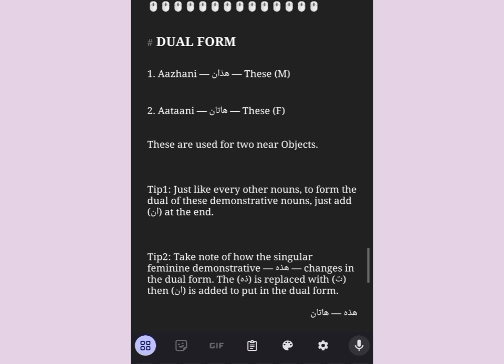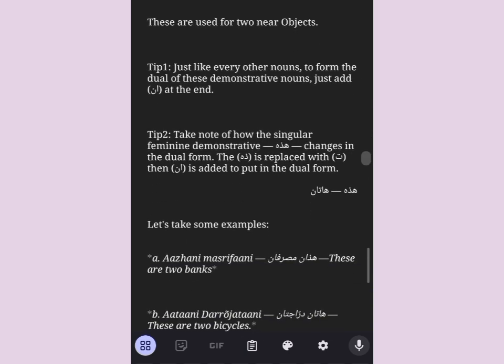Now let's look at a tip here. Tip 1: like every other noun, just add alif and noon to form your dual. And for tip 2, just change your vowel from hadhi to ta and add alif and noon. So hadhi becomes hatan. And you have to put the alif mat there, hatan.